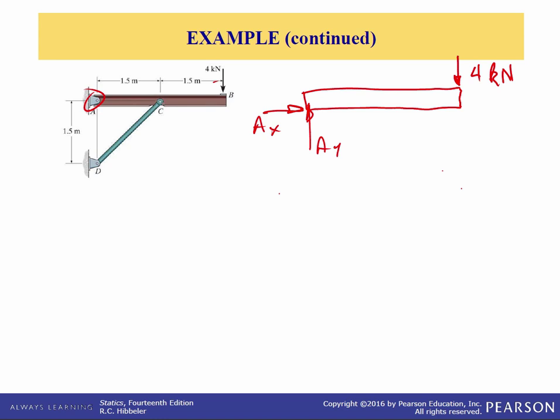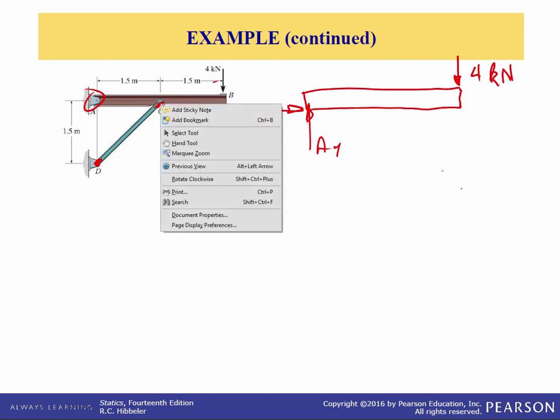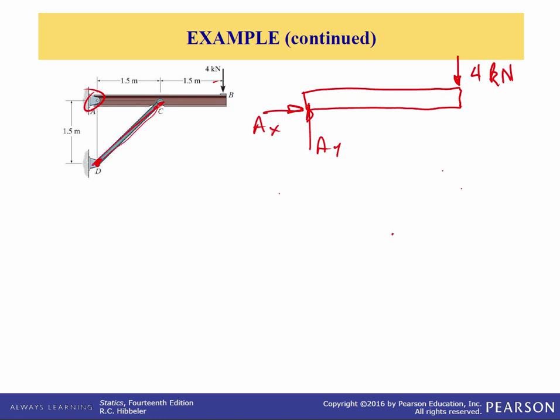Now let's look at member CD. It only has two forces applied to it, one at each end, so therefore it's a two-force member, and therefore we know that the reaction force here is going to be directed along the line between C and D. So we put in that as the force between C and D, and it's at the same angle as CD. Since that's 1.5, that's 1.5, that angle is 45 degrees. And then we should put on some dimensions. This is 1.5 meters, and this is 1.5 meters.